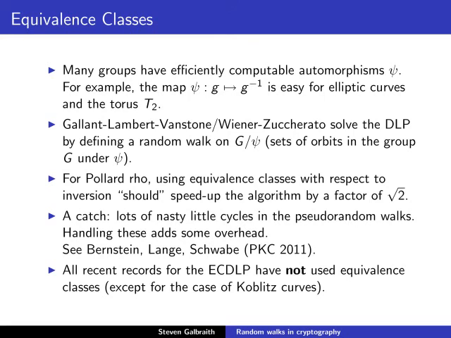So it's natural to try and do something similar for the discrete log on an interval. There are some inconveniences about using equivalence classes, and I'll gloss over the history. But anyway, you can look at this PKC paper that explains that these inconveniences are minor. But it's interesting that most ECDLP records have not used this square root 2 speed up.